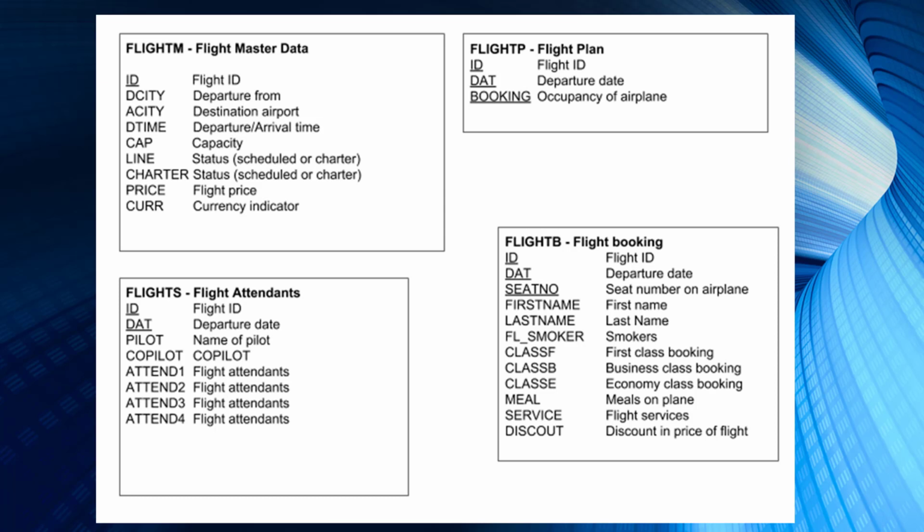Then we have a flight plan table where we have the ID and the date that the flight leaves on, with a number of occupants in the airplane. We have information about the flight attendants, the pilot, co-pilot, and the 4 attendants. And then we have booking information, which contains information about what person sits in each seat on that particular plane.